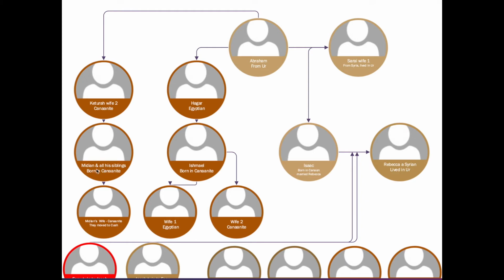One that they did name was Midian. Midian had a wife from the Canaanite people, and it said that they moved to the land of Cush. Cush is also known as Ethiopia. I want to also mention that Cush, Canaan, Egypt are sons of Ham. Ham is a son of Noah.